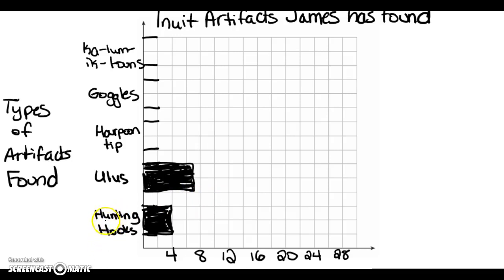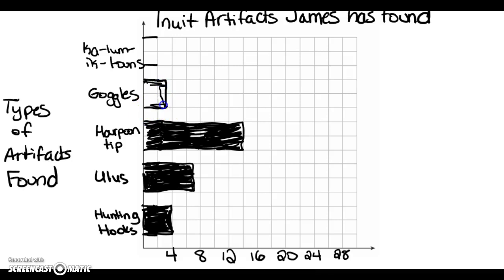All right, then we had the harpoon tips, and if we're looking at our chart there, it said we had 14 of those. So go from 14, go all the way up to your harpoon tips, and create those rectangular bars. And hopefully yours are not so shaky as mine. Okay, then we had the goggles, which was 3. So we're at 2, and then we're going to go halfway between 2 and 4. Color that in.